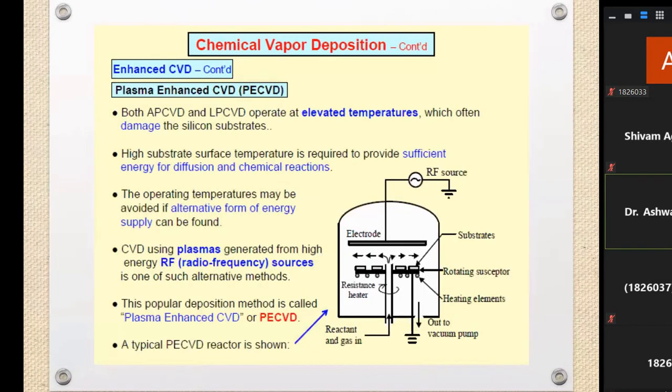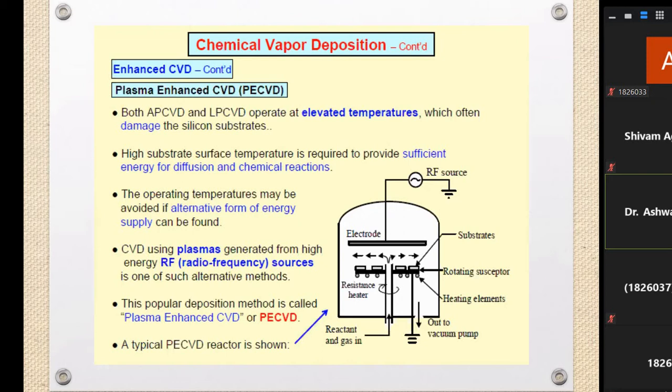And the next method is the plasma enhanced method. Basically the CVD process that we have learned just requires a substrate and the carrier gas to be at elevated temperature. The two methods we have seen so far, the atmospheric pressure and the low pressure CVD, require a substrate and a carrier gas at a high temperature, an elevated temperature, for sufficient activation energy to allow the chemical reaction.